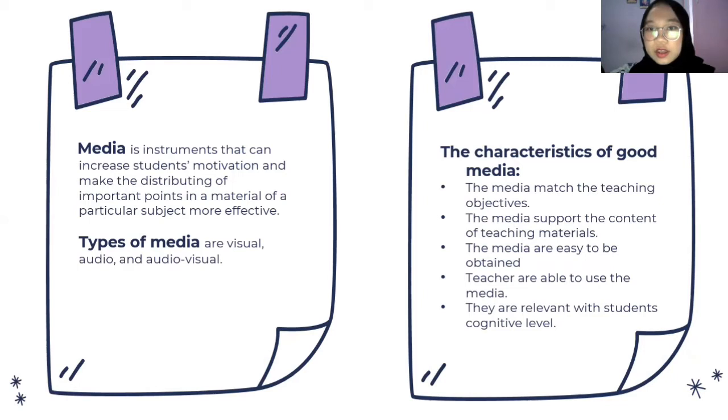And then there are five characteristics of good media. First, the media match the teaching objective, so the media have to be suitable with the goals. And then the media support the content of teaching materials. And third, the media are easy to obtain. And fourth, teachers are able to use the media. So being a teacher, you have to understand about media. And then the last is they are relevant to students' cognitive level.